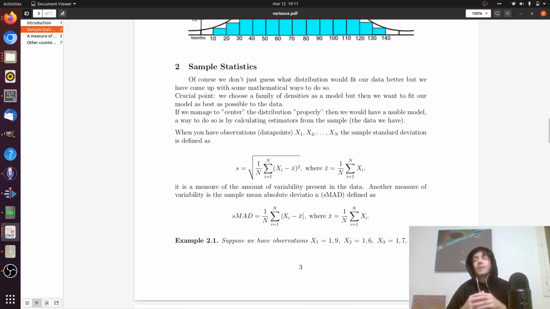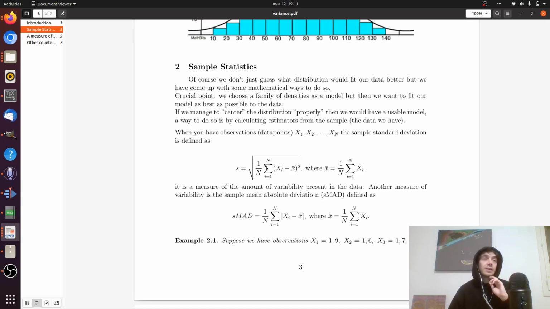Okay, so now this is a crucial point. What happens in the real world? What happens in applications? Well, we don't know a priori what density a certain data generating process has. The only thing we have is that we can observe data points. We can observe a number of data points.